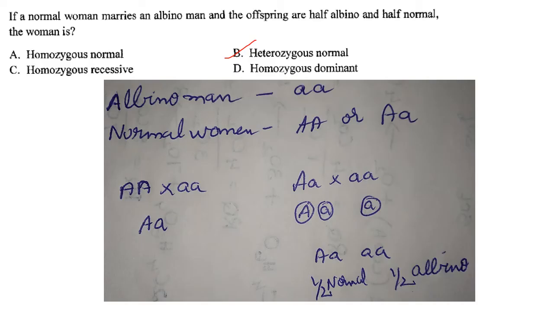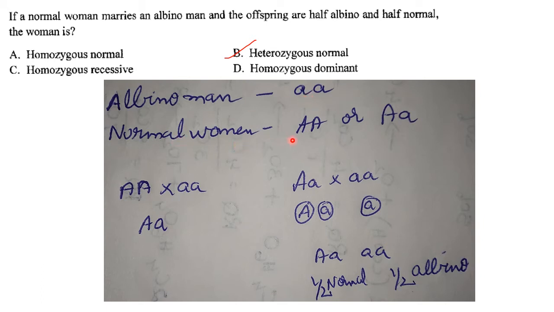Then next one, if a normal man marries an albino. If a normal woman marries an albino man and the offspring are half albino and half normal, the woman is... So albino will be expressed in the recessive condition. Okay, when it is in the homozygous recessive condition, you will get albino offspring.